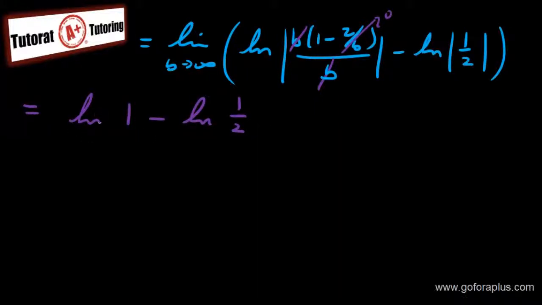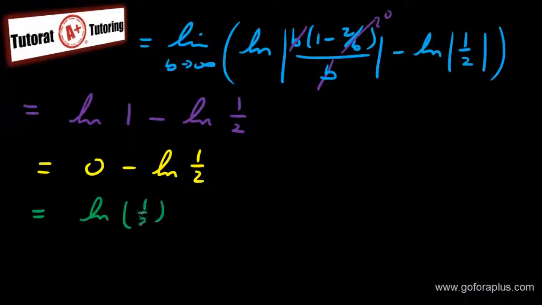Now ln of 1 is basically 0. So I have 0 minus ln of 1/2. You can further simplify this, because this is basically ln of 1/2 to the power of minus 1, which equals ln of 2. And this is my final answer for this problem.